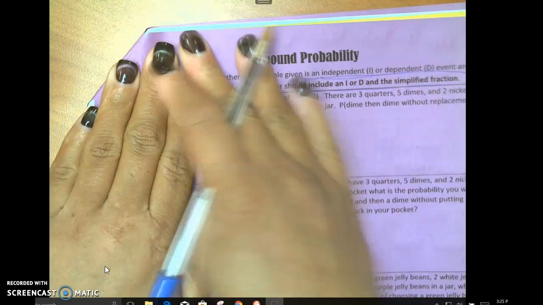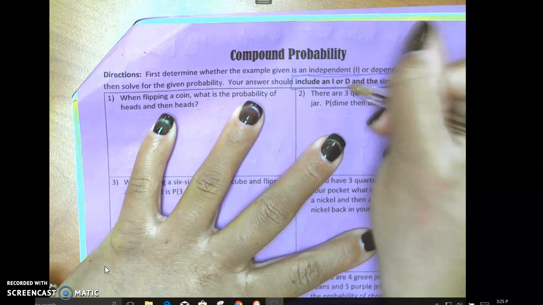All right, back here, we need to identify independent or dependent.